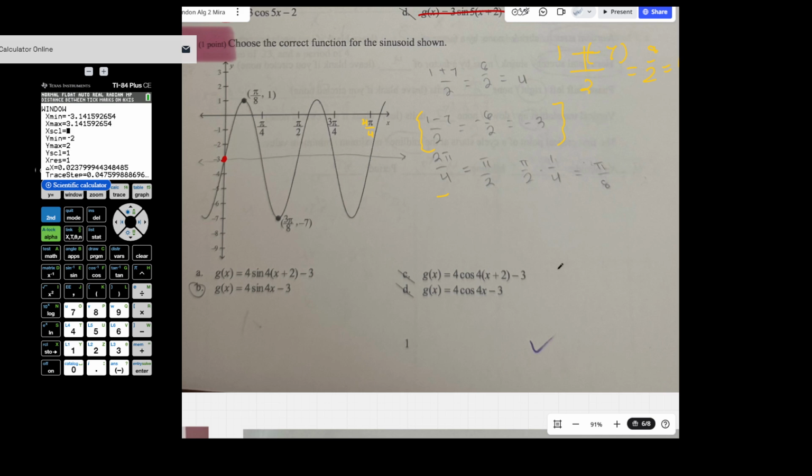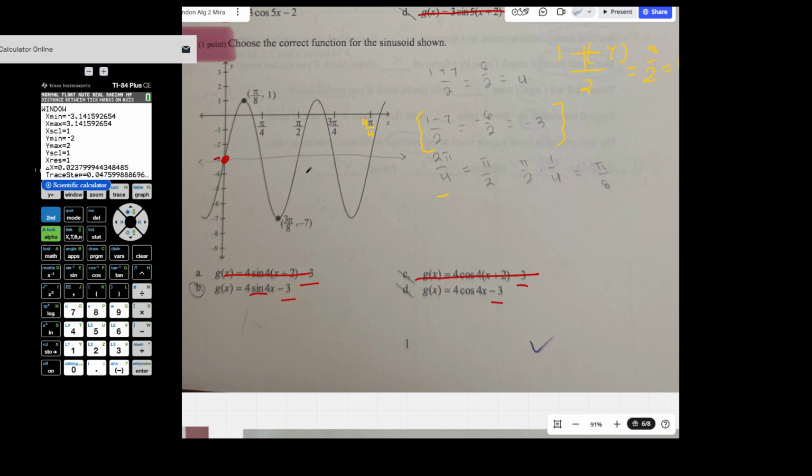All right, so I'll probably not use the calculator for this one just because it's not the quickest. That last one seemed to go pretty well just looking at the midline, but they all have a midline of -3. There's no phase shift because this graph starts in the midline, so those are out. And it's a sine function because it starts at the midline. Cosine would have started at the max.